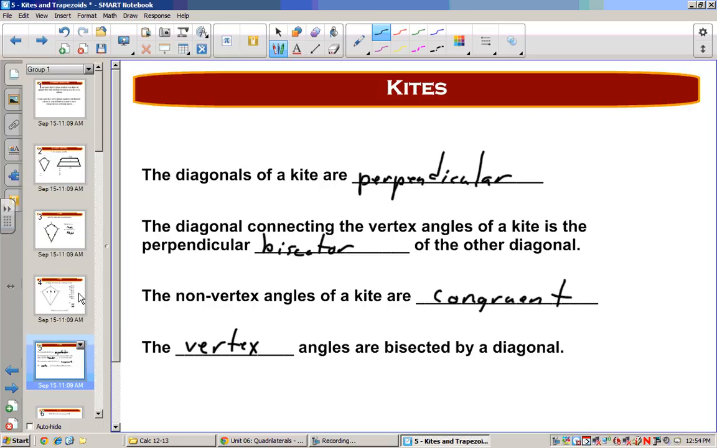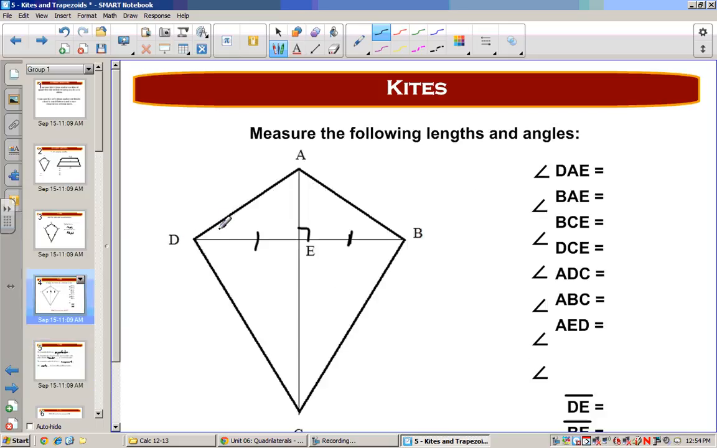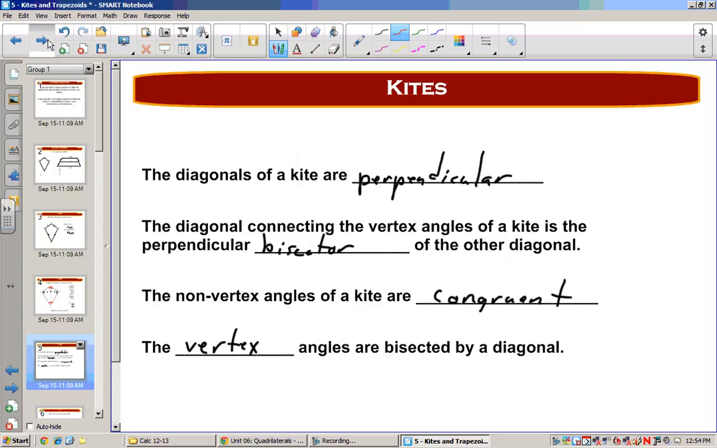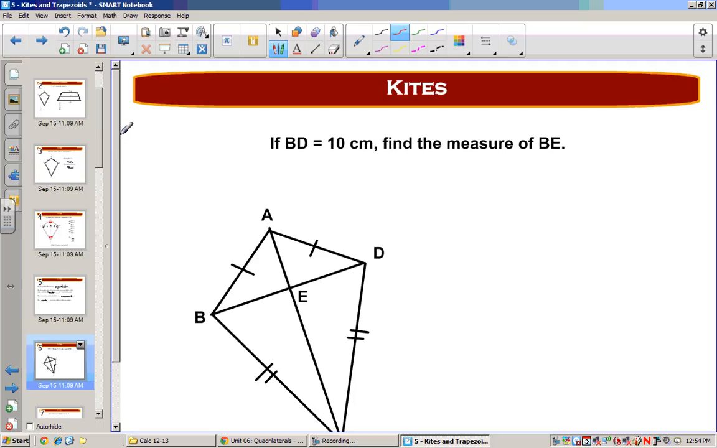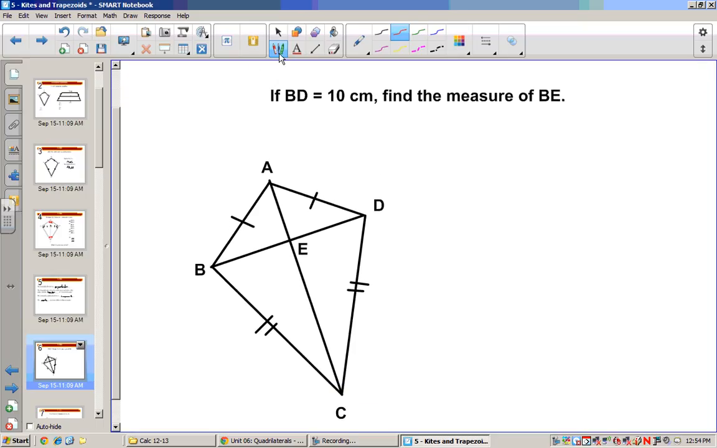The third one says that the non-vertex angles are congruent. So this angle is going to be congruent to this angle. And the last one says that the vertex angles are bisected by the diagonal. So all of these markings represent everything that was on the previous one. So knowing those, we're going to do some problems. They start easy and get a little tougher.